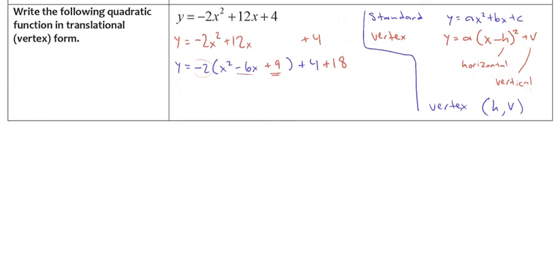Now as we continue on down the road, we get y equals negative 2, and now we're going to complete our square, so x minus 3 squared, and then plus 4 and plus 18 is plus 22. Our vertex is at h, v, so our vertex is at 3, 22. All right, hope that helped.